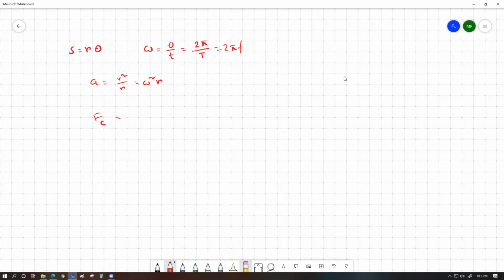centripetal force can be given by mass into acceleration. So in that case, if we just replace the value of a over here, we can write this as m v square by r, or we can also write it as m omega square r.